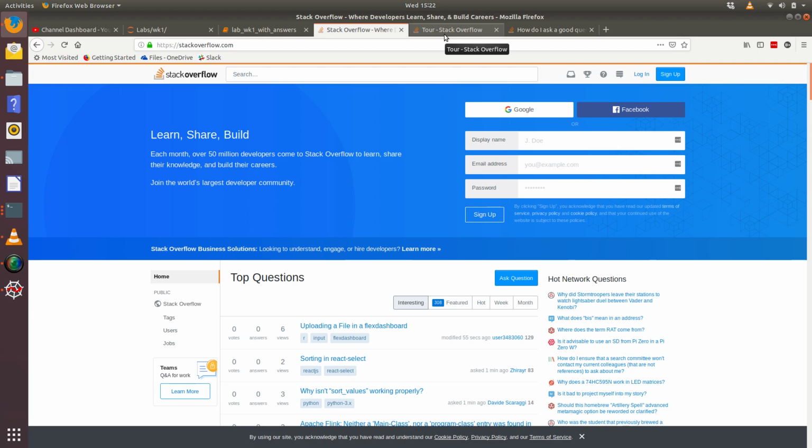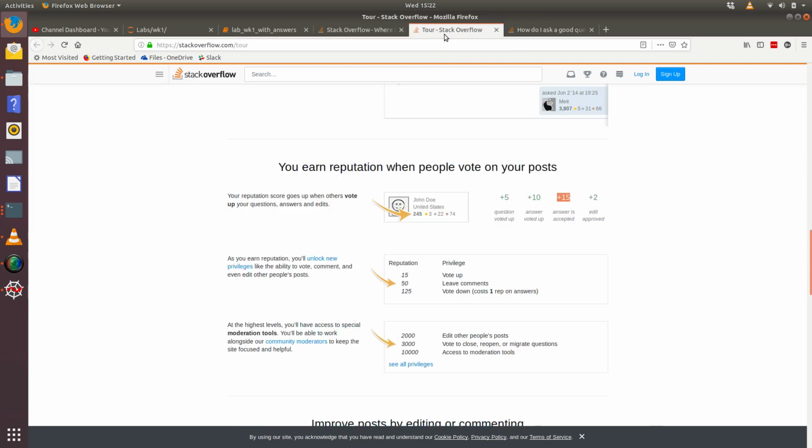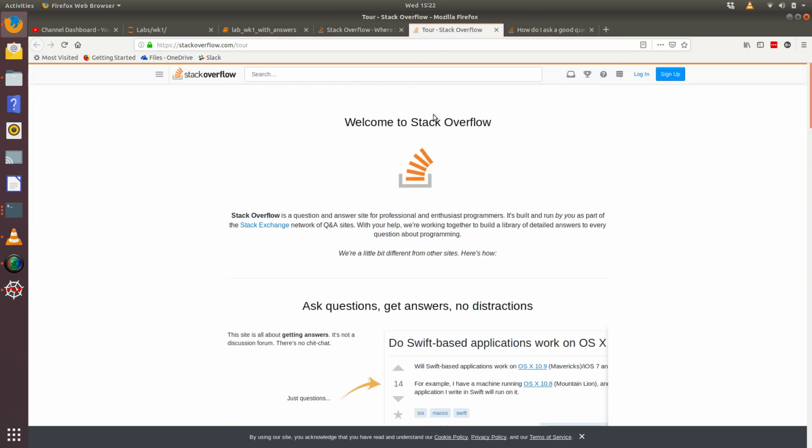So what I recommend you do is you take a tour of Stack Overflow. If you go to stackoverflow.com/tour, it will walk you through actually how Stack Overflow works. I'll give you a bit of a taster of that, and then we'll have a think about a simple question and see if Stack Overflow comes up in the top one or two hits on Google.